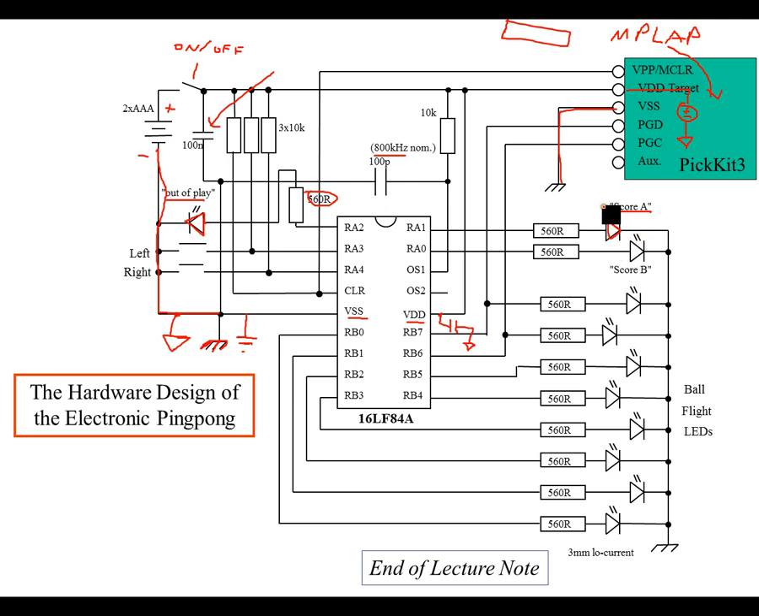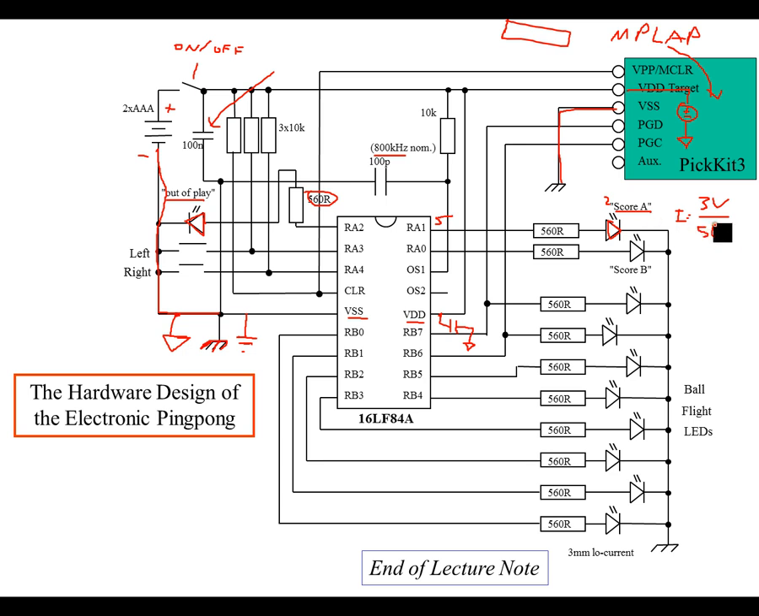So let's say you have a 2 volt LED, and this is a 5 volt part, so you have 5 volts here. You'd have 3 volts across this resistor, and then your I is going to be 3 volts over the R value, which is 560 ohms. So that's going to set your I.